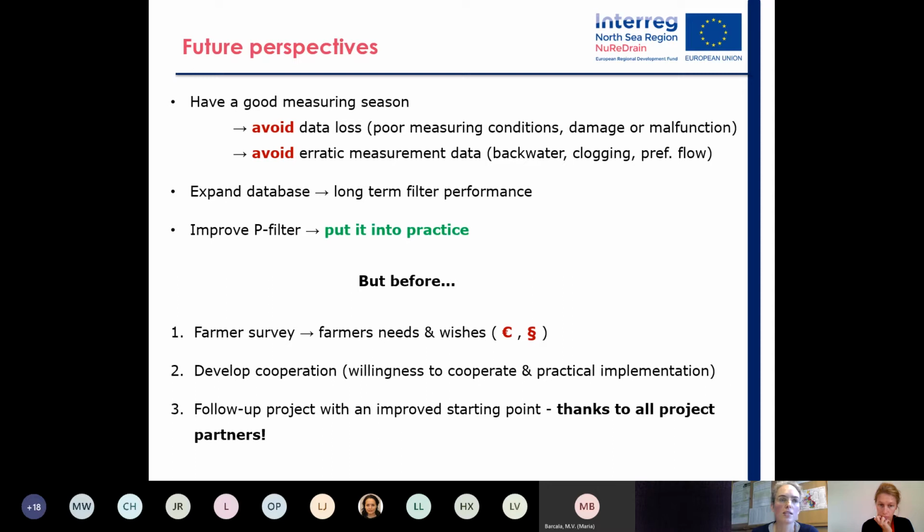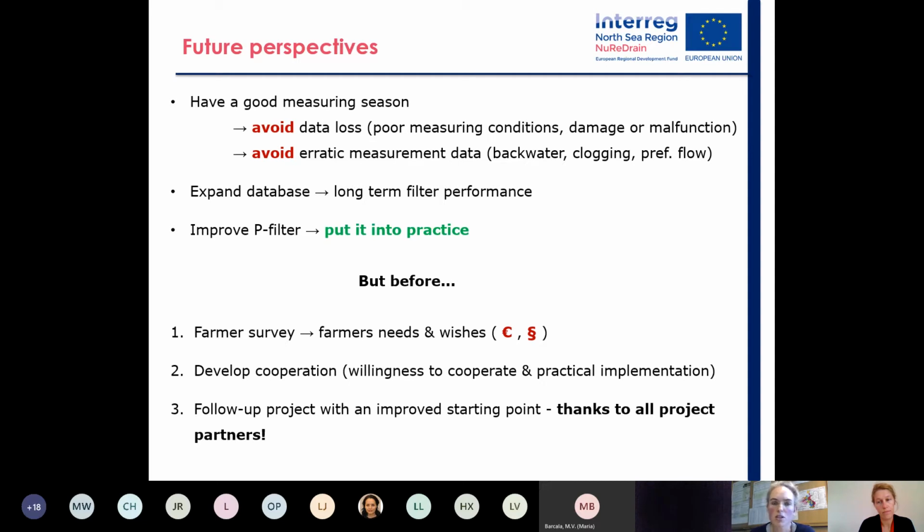So, future perspectives within NuReDrain. We want to have a good last measuring season. That means avoiding data loss by poor measuring conditions, by damage or malfunction, and avoiding erratic measurements by backwater, clogging or preferential flow, to expand our database and to make a statement about the long-term filter performance, to improve our filter and to put it into practice.